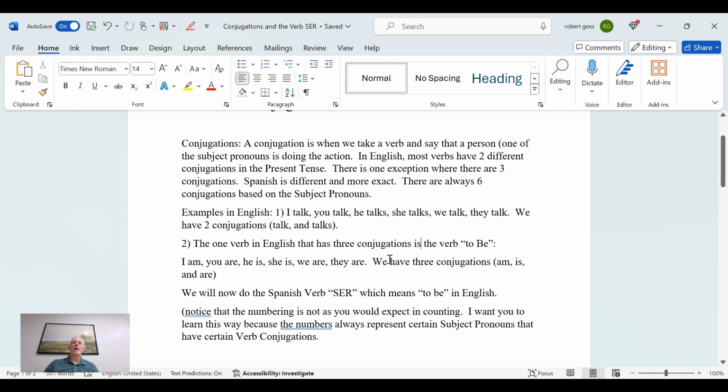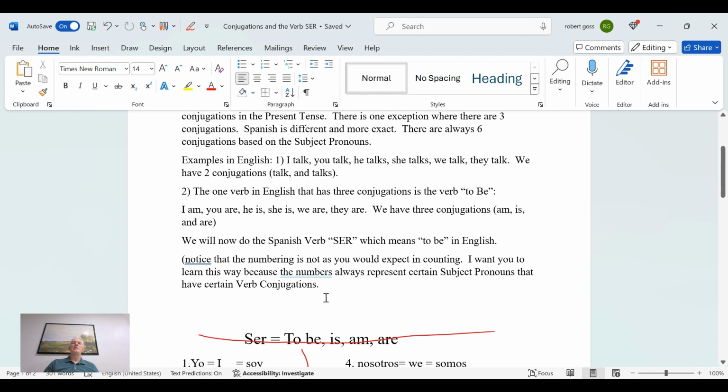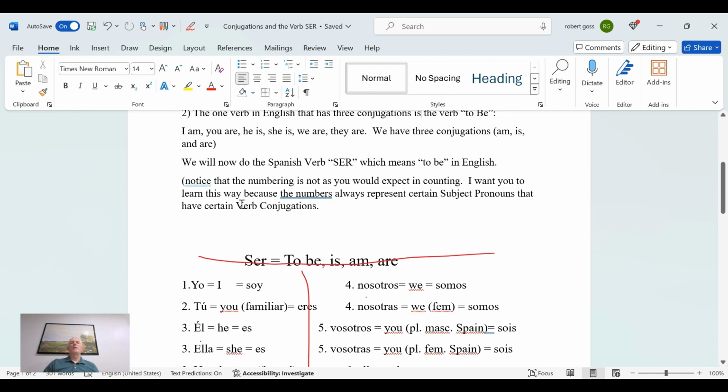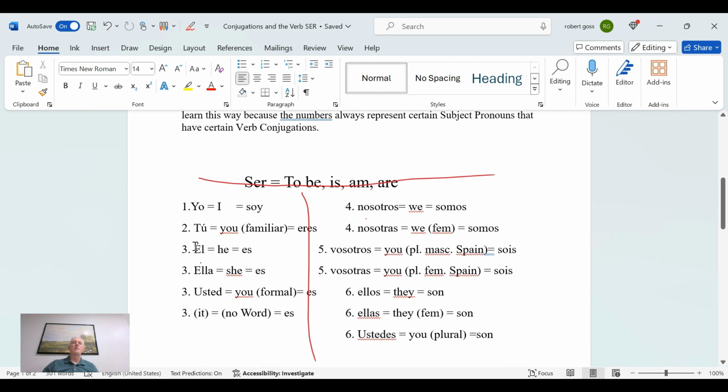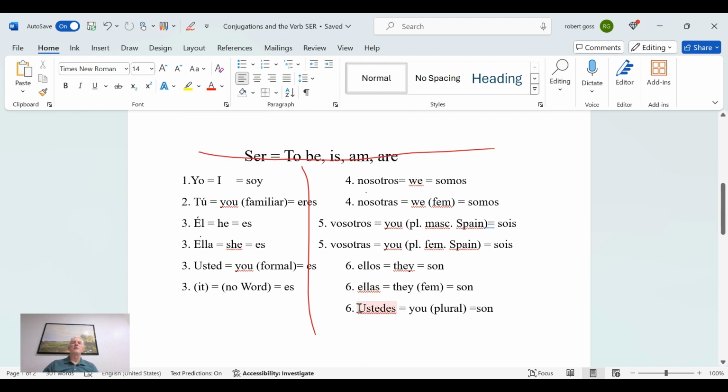Well, now we're going to try to figure out how to do the Spanish verb ser, which means to be in English. And notice, as we look at the chart down here, that the numbering is not how you would expect the numbering in counting. In counting, we'd go 1, 2, 3, 4, 5, 6, 7, 8, 9, 10. Well, we're going to go 1, 2, 3, 3, 3, 3, 4, 4, 5, 5, 6, 6, 6. Well, that sounds like a really weird way to count, but what it is, each one of those numbers would show a different verb conjugation, or a different way that we would spell the verb in Spanish.